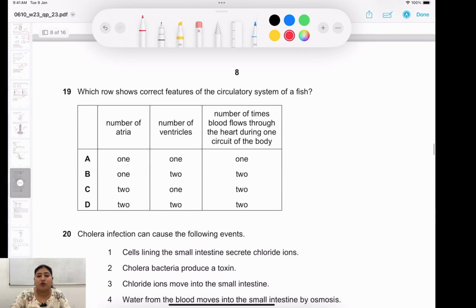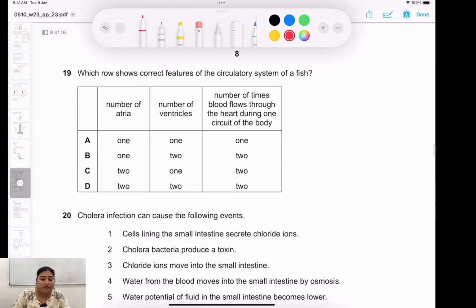Let's move to question number 19. Which row shows the correct feature of the circulatory system of a fish? Okay, so if you have prior information, the circulatory system of a fish has one atrium, one ventricle, and the blood passes through the heart only once in one complete circuit. On the contrary, if you talk about humans or mammals, we have two atria, two ventricles, and the blood passes through the heart twice in one complete circuit. So the correct answer as per the definition would be A.